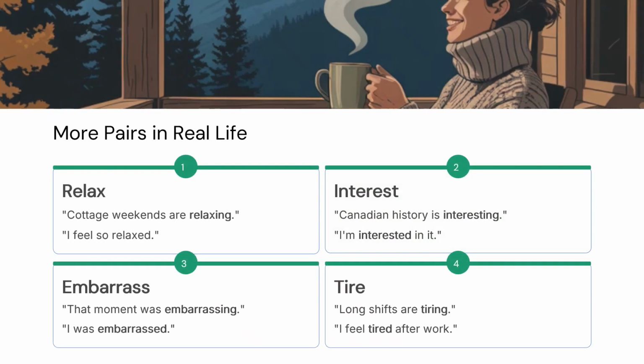Here are 4 more words that are commonly misunderstood or used incorrectly. More pairs in real life. Relax. Cottage weekends are relaxing. I feel so relaxed. Interest. Canadian history is interesting. I'm interested in it.